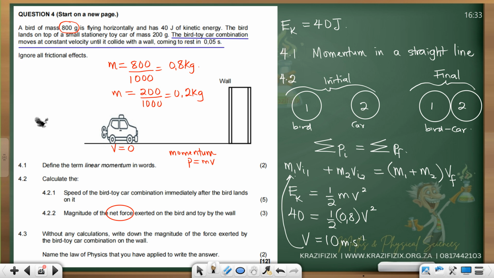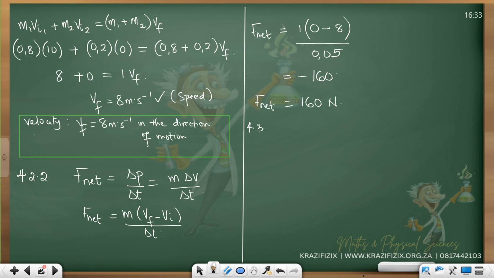Look at 4.3. Without any calculation, write down the magnitude of the force exerted by the bird toy car on the wall. I hope you see the whole story there. One is on the wall, second one by the wall. And your answer would be the same. 160 newtons. Why? Because of Newton's third law of motion.